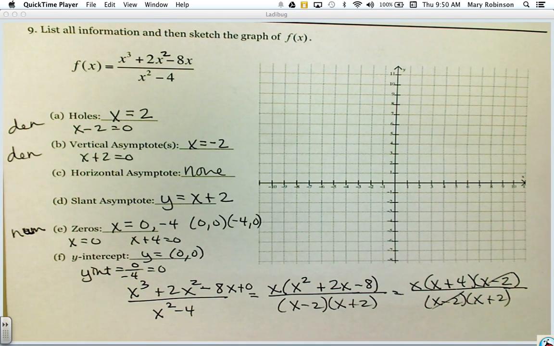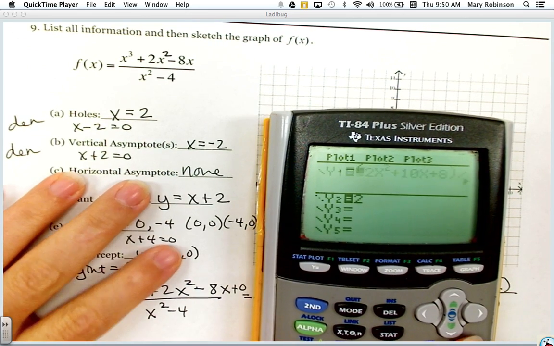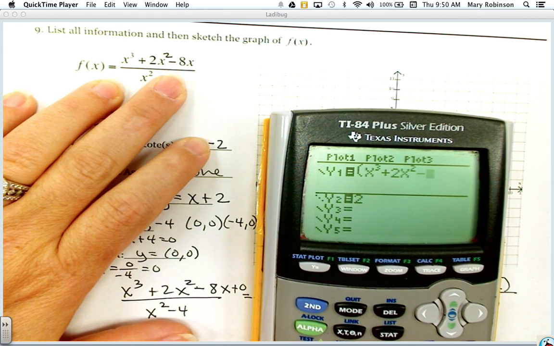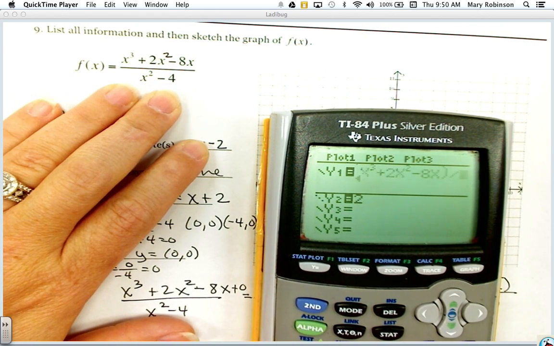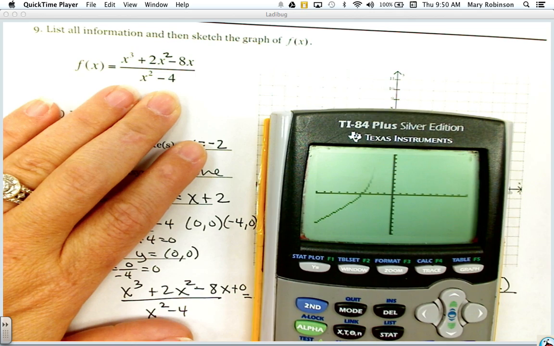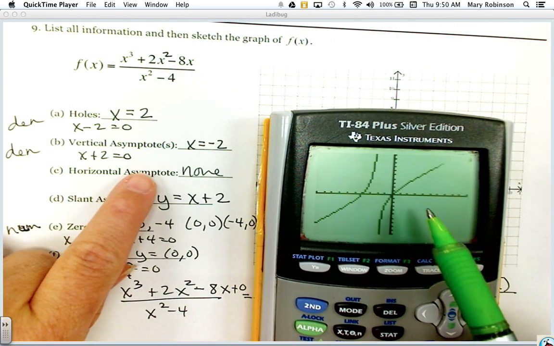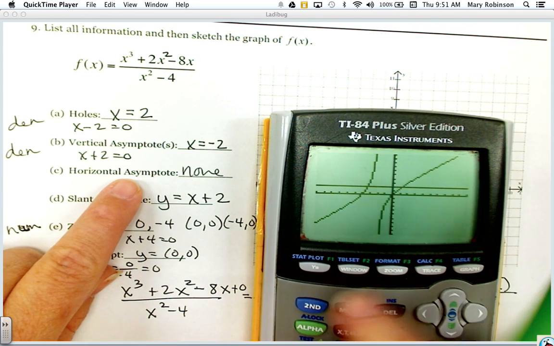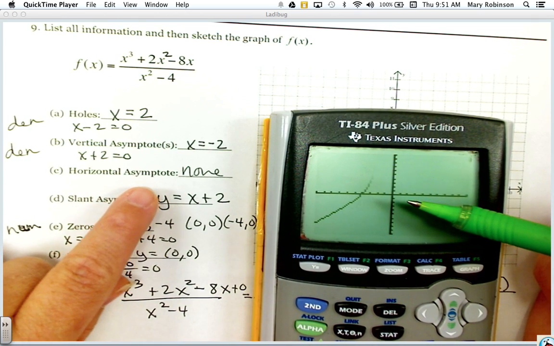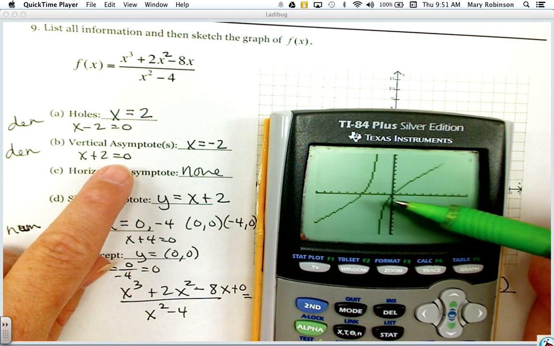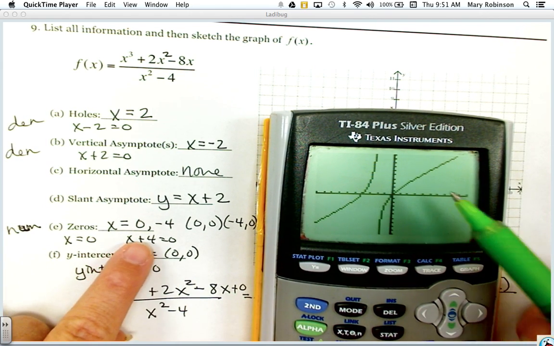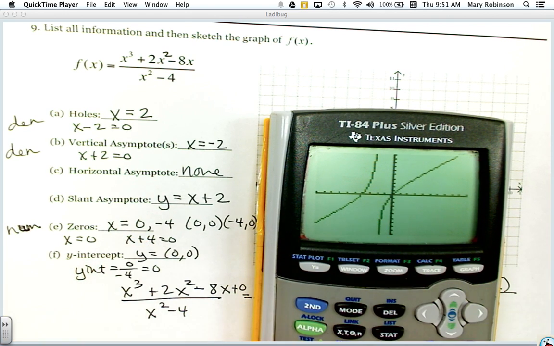So let's see if all this makes sense before we graph it by typing it in our calculator. So we've got x to the third plus 2x squared minus 8x divided by x squared minus 4. All right, so let's see. It does appear to have a vertical asymptote at negative 2. I'm sorry, let me remove this right here. So it did appear to have a vertical asymptote at negative 2. It did cross at the origin, which would have been our y-intercept, and our zeros are at 0 and negative 4, so it looks pretty good.